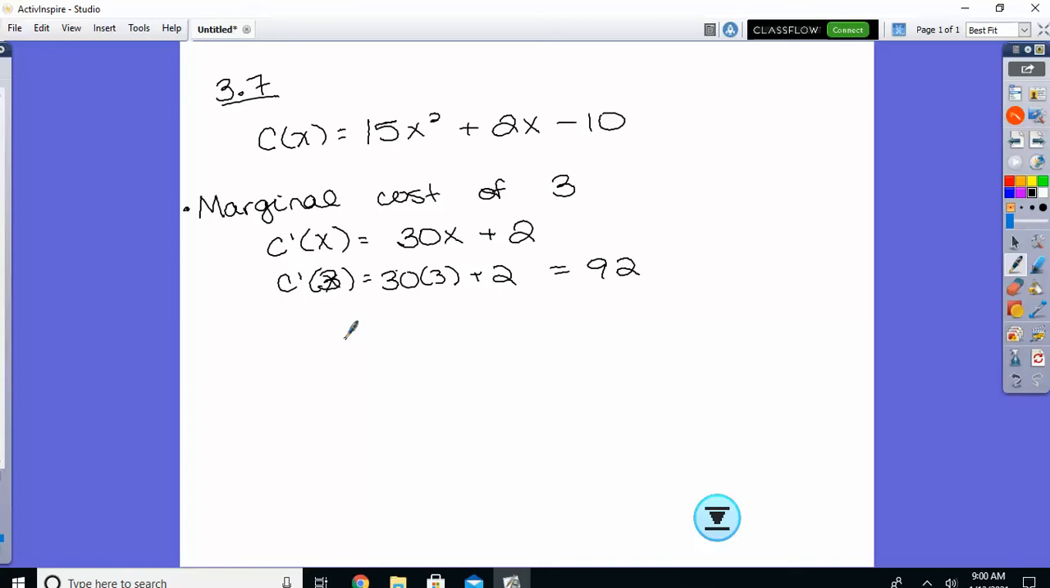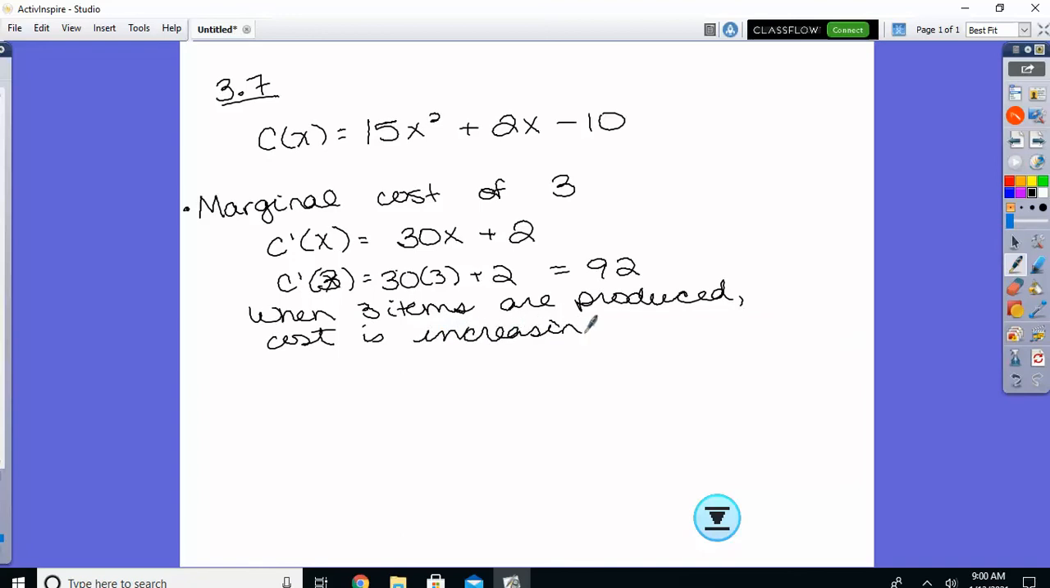It's going to cost $92. Well, it's going to increase $92 every time you multiply it. Right. It doesn't tell us what the true cost is, but it says when 3 items are produced, cost is increasing $92 per item. Doesn't tell me what it actually costs to make that many items, but it tells me how my cost will go up.